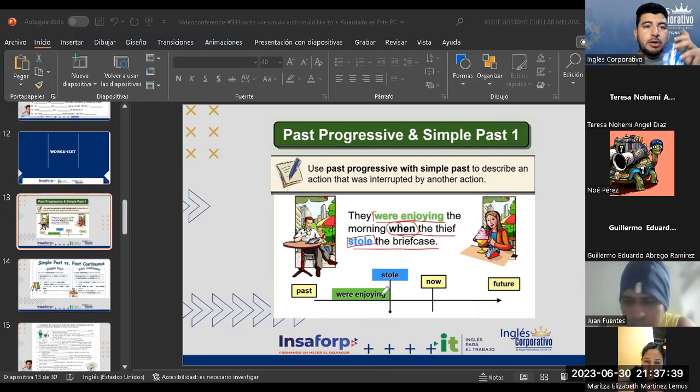Ejemplo. The teacher is drinking water. Por ejemplo, the teacher was drinking water when the light turned off. El teacher estaba tomando agua cuando la luz se apagó. Así que cuando tenemos la palabra cuando, when, ahí viene el pasado. Vamos a ver ejercicio.